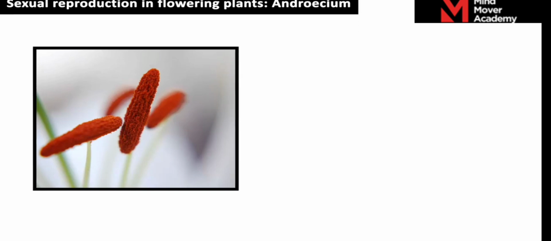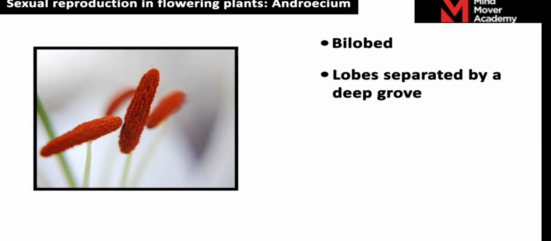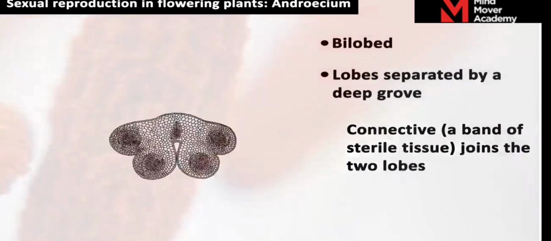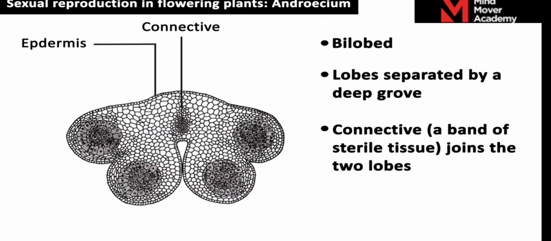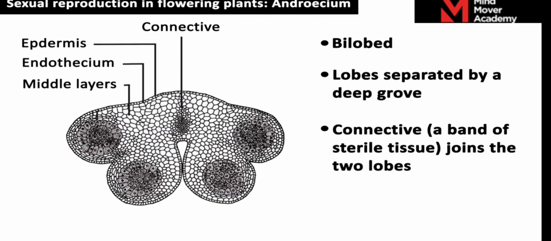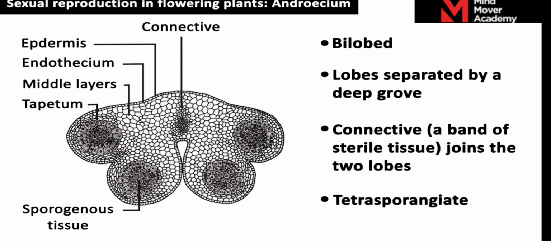An anther is typically divided into 2 lobes. Hence, it is said to be bilobed. These 2 lobes are separated by a deep groove in front, but not completely detached from one another. A band of vasculated sterile tissue called connective keeps the 2 lobes connected. Now within each lobe, you'll find a microsporangium at each of its 2 corners. Hence, a typical 4-sided tetragonal anther has 4 microsporangia, and it is called tetrasporangiate.